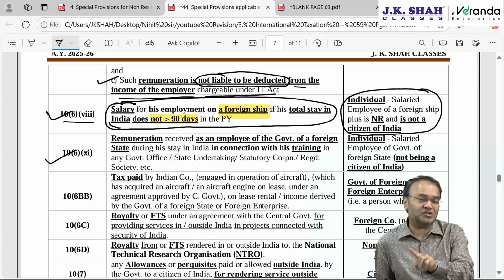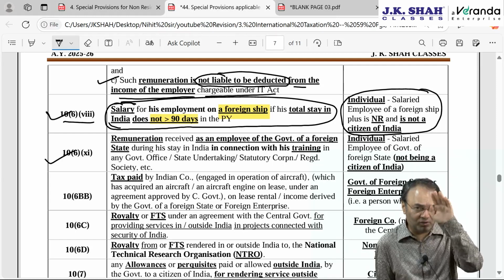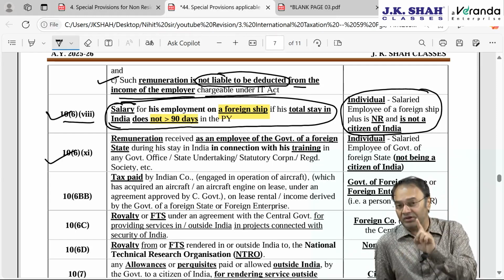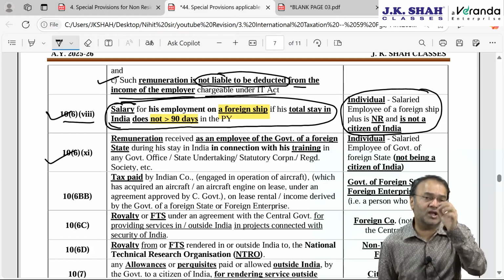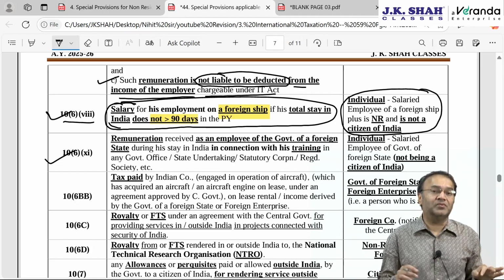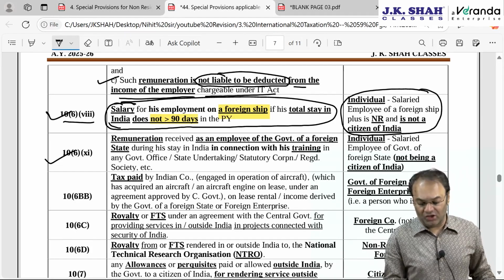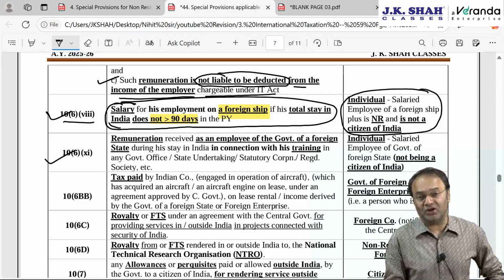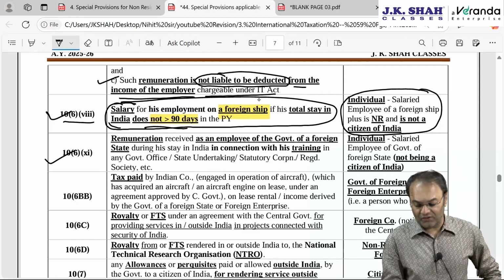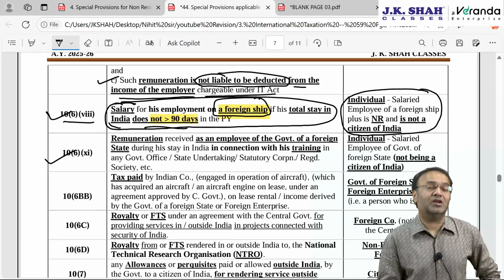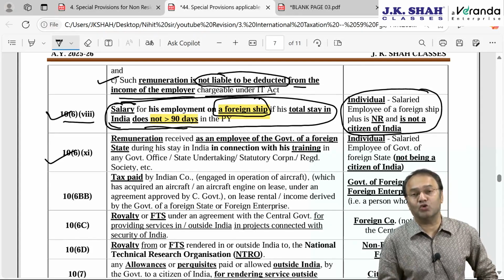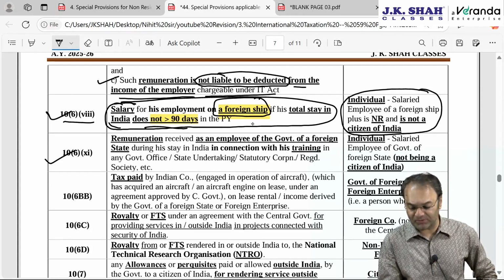When that ship enters Indian territorial water, the ship is still in the middle of the water. The captain or the crew members of the ship have not stepped out of the ship. They are still inside the ship, but they will be deemed to be present in India. So, if the period of stay does not exceed 90 days for an employee of a foreign ship, then his remuneration, whatever is accruing in India or deemed to be accruing as per section 9(1)(ii), how would it be accruing in India?